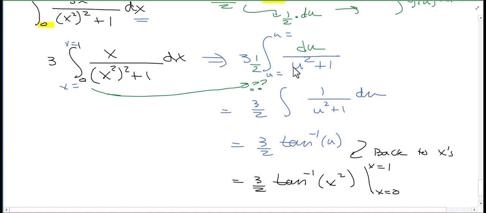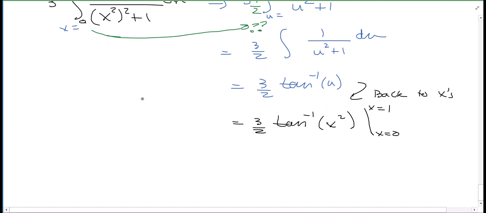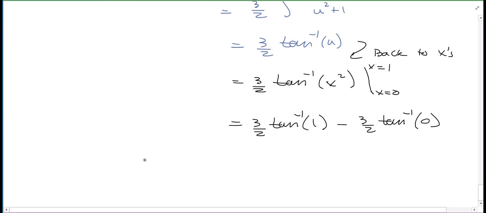So just be careful about that. I oftentimes leave them and then put them back in at the end when I change back to my original variable. And so now evaluate it. This will be using the fundamental theorem of calculus. Plug in the top limit first. So that will be 1 squared, which is 1, minus 3/2 inverse tangent of the bottom limit. And inverse tangent of 1 is pi over 4. And inverse tangent of 0 is 0. So our final answer then is 3 pi over 8.